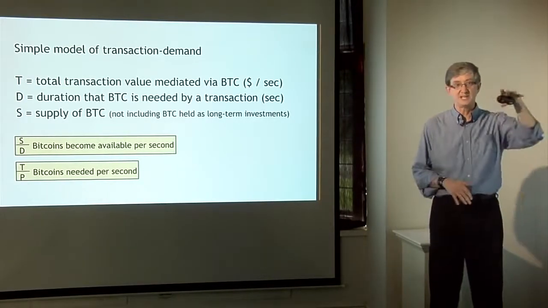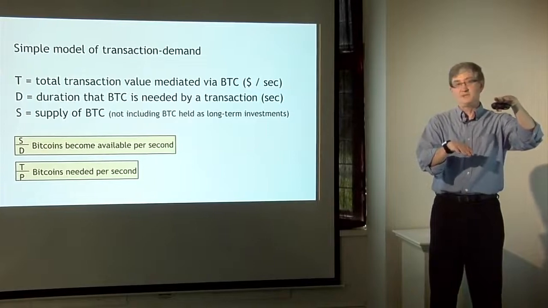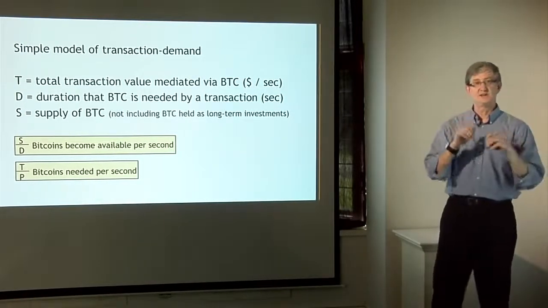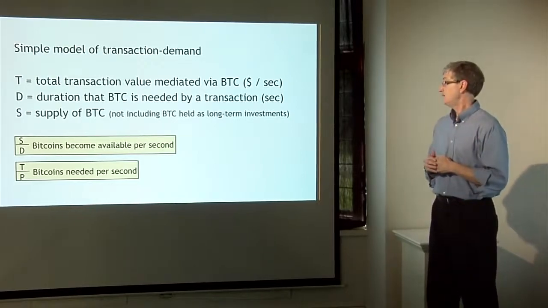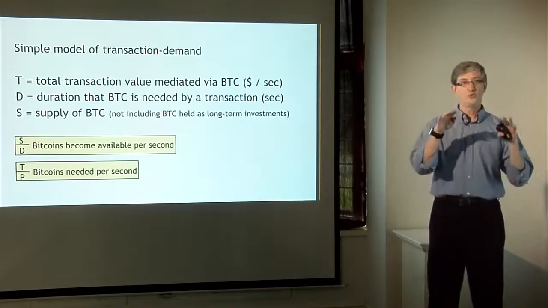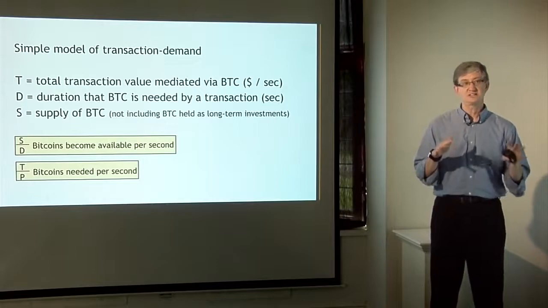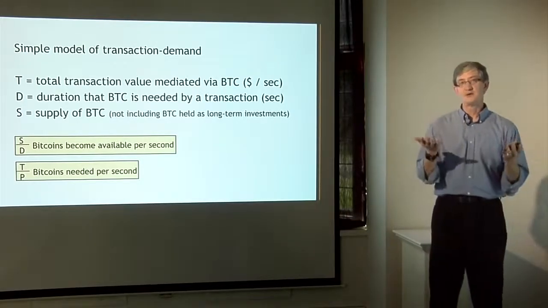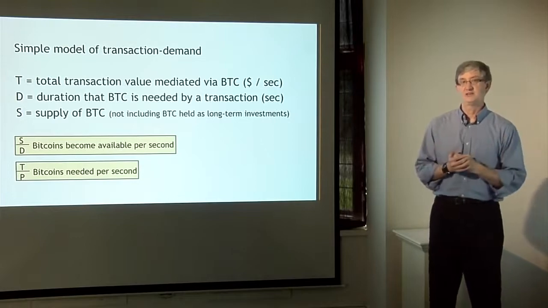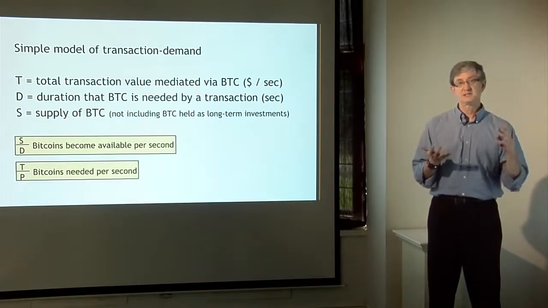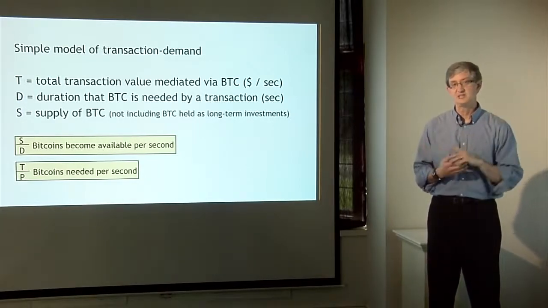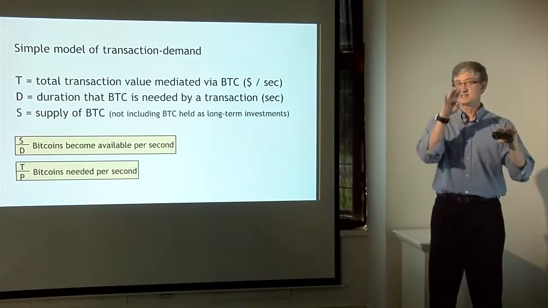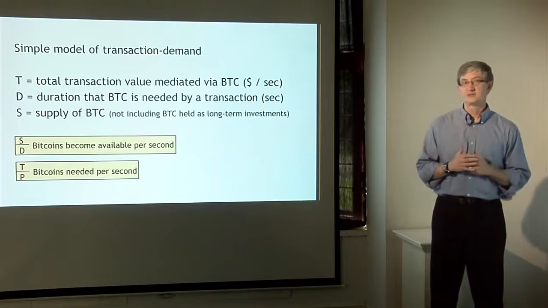So if supply is bigger than demand, then demand will be pulled up. On the other hand, if demand is higher than supply, that means that there are people who want to get Bitcoins to mediate a transaction who can't get them because there aren't enough Bitcoins around. And so those people will bid more in order to get their Bitcoins. They'll have to bid more because there'll be a lot of competition for the limited supply of Bitcoins. And so if the demand is higher than the supply, the result is that price will go up.